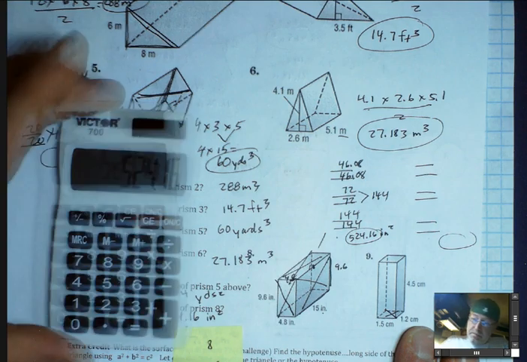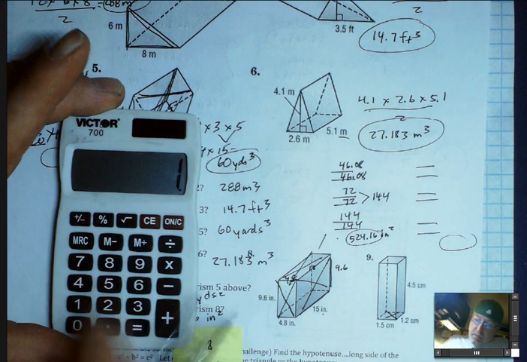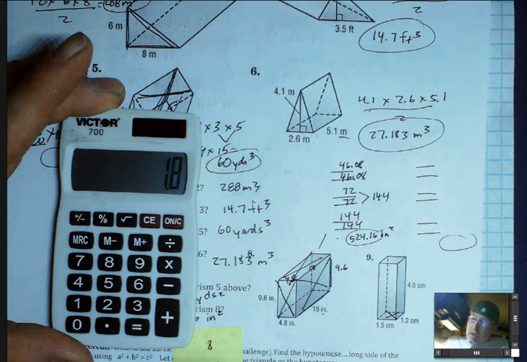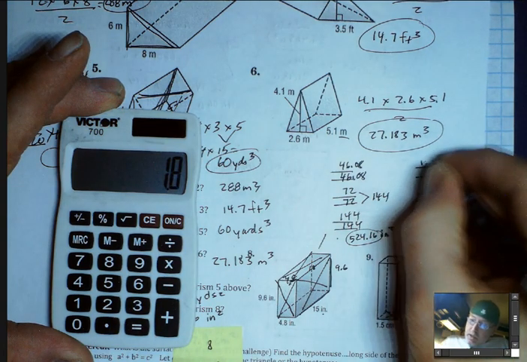Sorry about that. 1.5 times 1.2, that's 1.8. So 1.8 and 1.8.